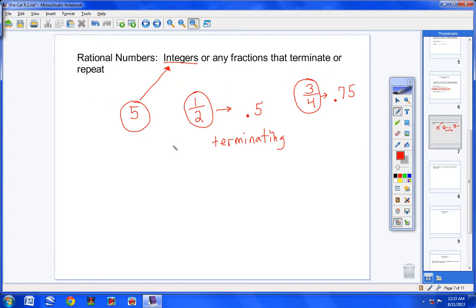Okay? All right. Now, how about 1/3? Well, if you take your calculator and type 1 divided by 3, you're going to get 0.333 repeating on and on. Well, look right here. Rational numbers are fractions that terminate or repeat. So 1/3 would also be a rational number. Are you getting this? Rational numbers are integers or fractions that terminate, like these fractions here, or fractions that repeat, like 1/3. All of these are examples of rational numbers. Okay? All right, let's continue on.